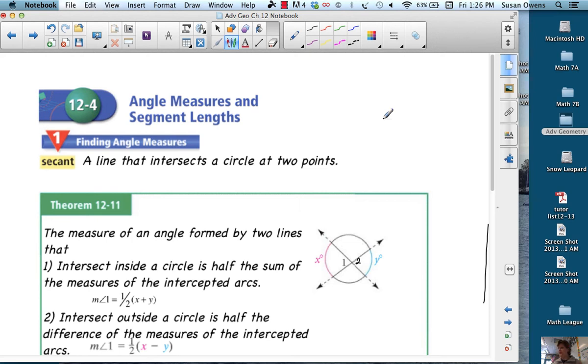Today's video is for Advanced Geometry Chapter 12, Section 4, Angle Measures and Segment Lengths. So we start out with a definition of a secant. A secant is a line that intersects a circle at 2 points.